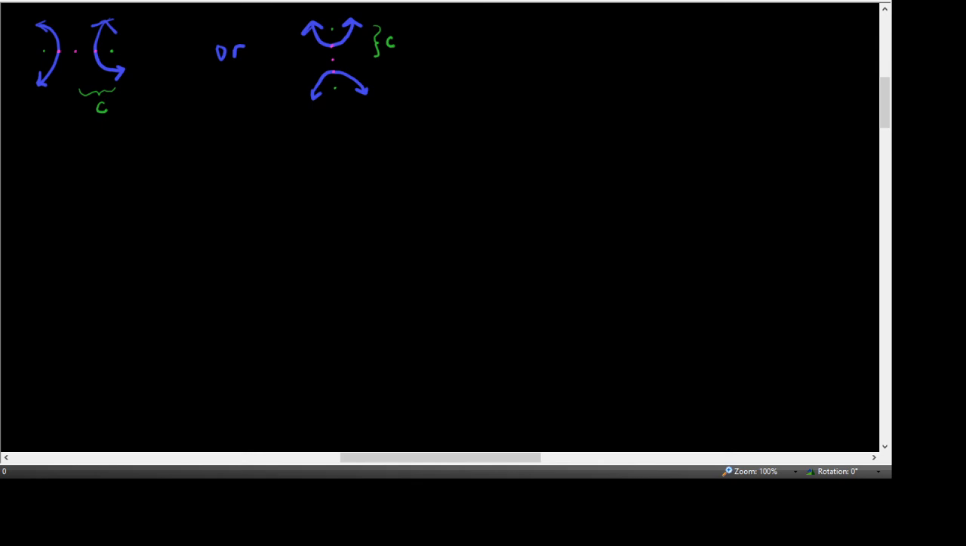The distance from the center to a vertex is always A. Let's see where I can draw that so it makes sense. Do it up here, I suppose. That's A. And this distance from the vertex to the center is A.